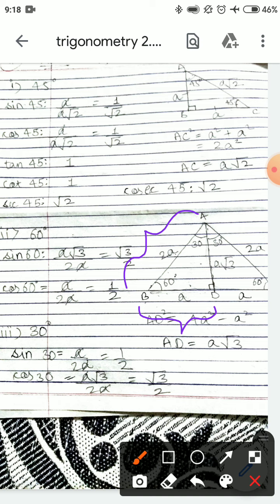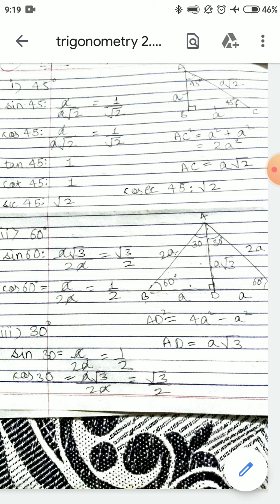And in the case of cos 30, our base will be AD, right? Because remember we discussed that base is that side which is adjacent to the angle excluding the hypotenuse. So cos 30 will be AD upon AB, that is a root 3 upon 2a. So a and a will be cancelled, so what we are left with is root 3 by 2, right?